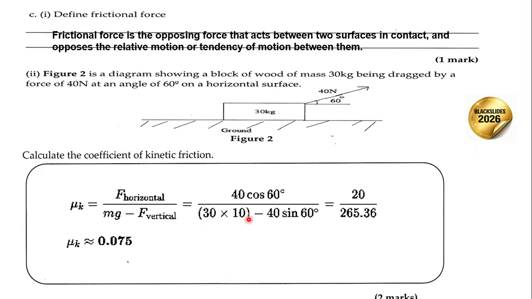The normal reaction is going to be 30 times 10 minus the vertical component of this force, which is 40 sine 60. If you do your calculation properly, 40 cos 60 must be 20, and 30 times 10 minus 40 sine 60 is going to be 265.36. So the coefficient of kinetic friction is going to be 0.075.